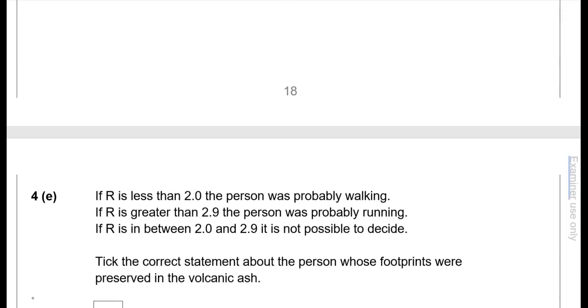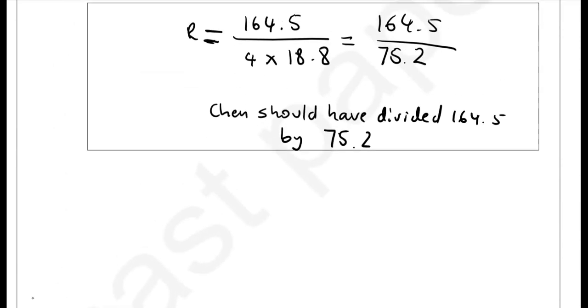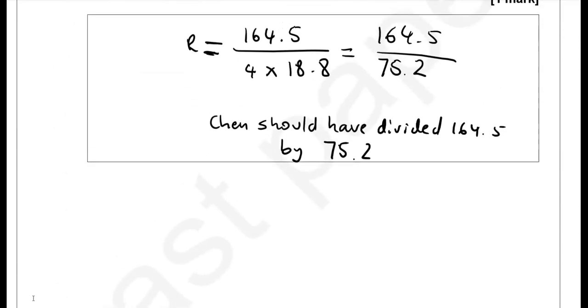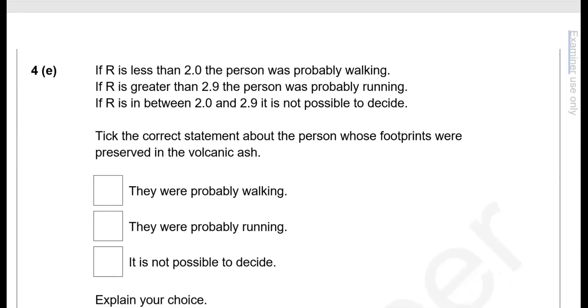So let's go back to the previous answer. We said that they should have divided 164.5 by 75.2. So we're going to have to do that calculation. And with the calculator, that gives us 2.1875, which is in between 2.0 and 2.9. So we're going to say it's not possible to decide.